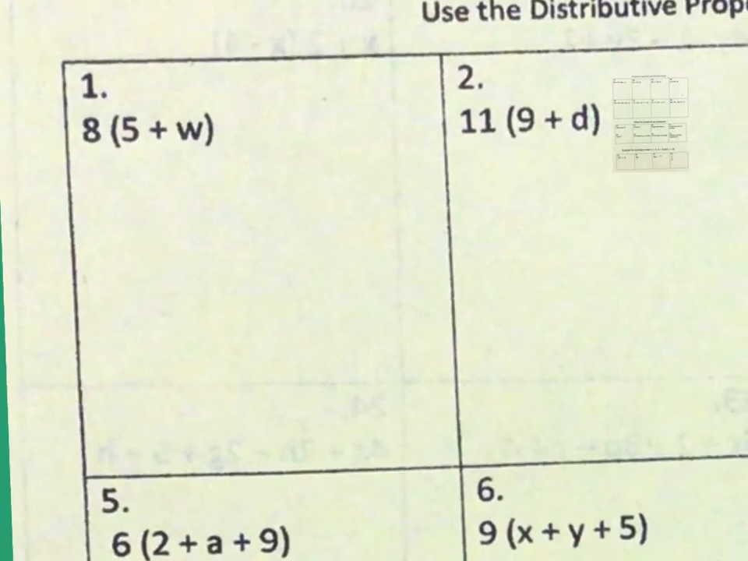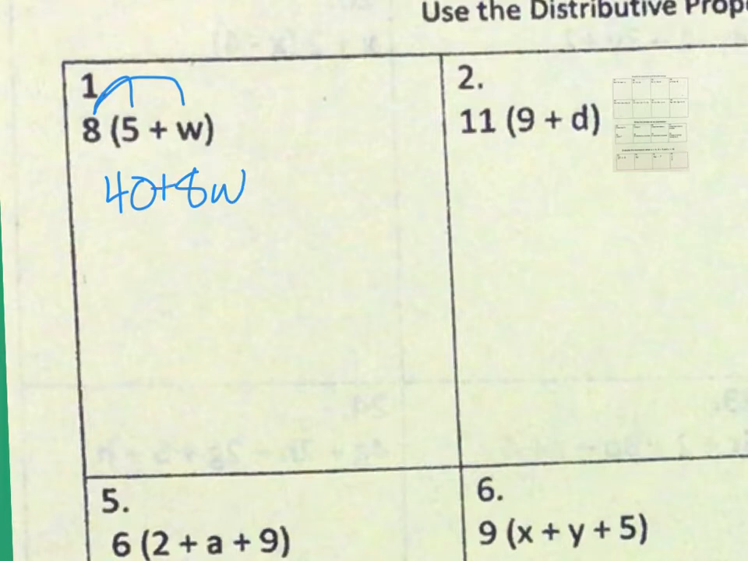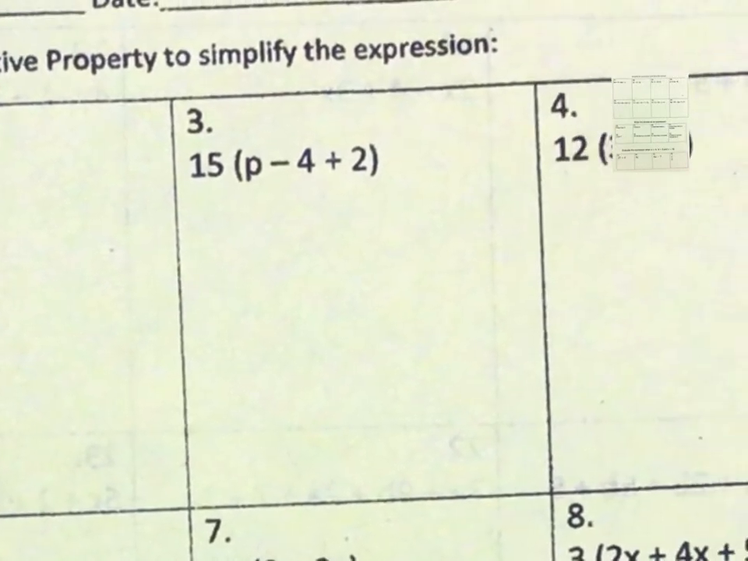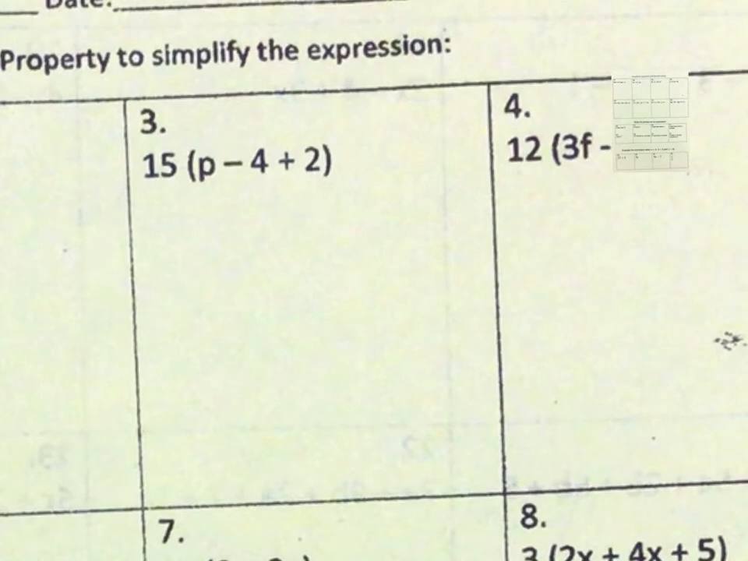And it wants us to use distributive property to simplify the expression. So I am going to do number 1. Let's do it. So I'm going to zoom in a little bit closer to number 1 so you can see it. And we are going to go 8 times 5 is 40. 8 times W is 8W. And it doesn't change anything. We just bring the plus down. So 40 plus 8W is the answer to that one. All right, I'm looking at number 2. I think you can do that one. And I want to do number 3 with you. So we're going to go 15 times P is 15P.